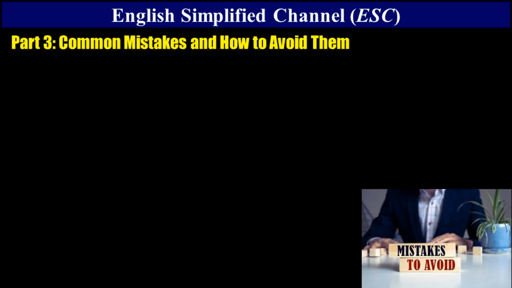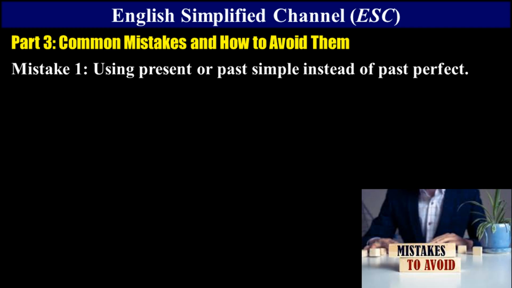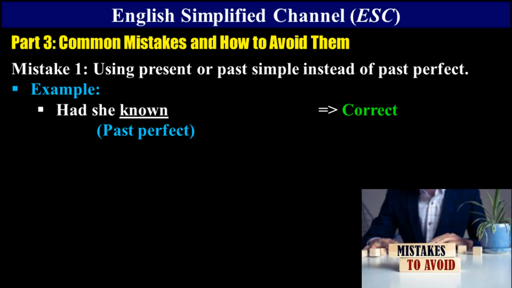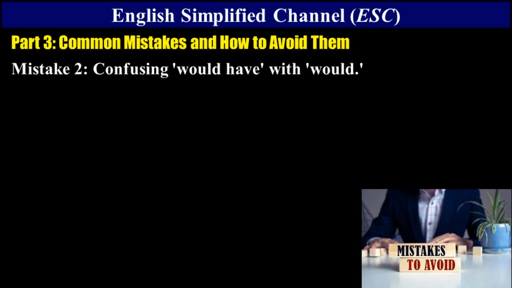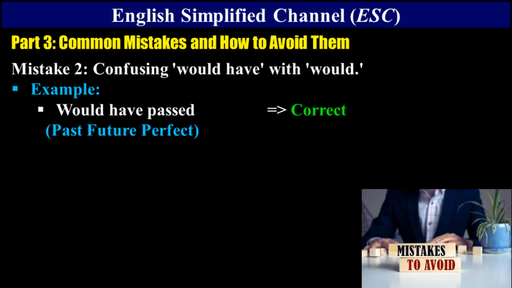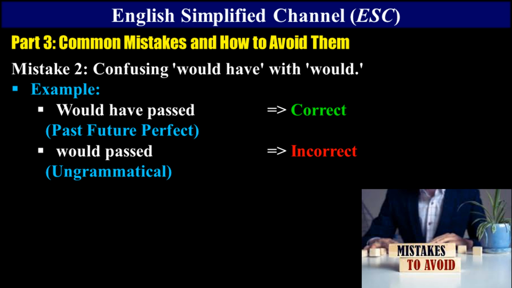Part 3. Common mistakes and how to avoid them. Now let's talk about some common mistakes people make with the third conditional. Mistake 1. Using present or past simple instead of past perfect. Correct: "Had she known," not "had she knows" or "had she knew." Mistake 2. Confusing "would have" with "would." Correct: "would have passed," not "would passed."